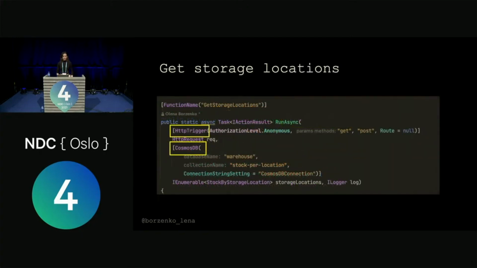The next one is to get the storage locations. This also has an HTTP trigger and a Cosmos DB input binding. Basically, here we're going to connect to the stock per location container, and once we call this function, all the data from this container will be automatically pulled from there, and we can just return it to the client.